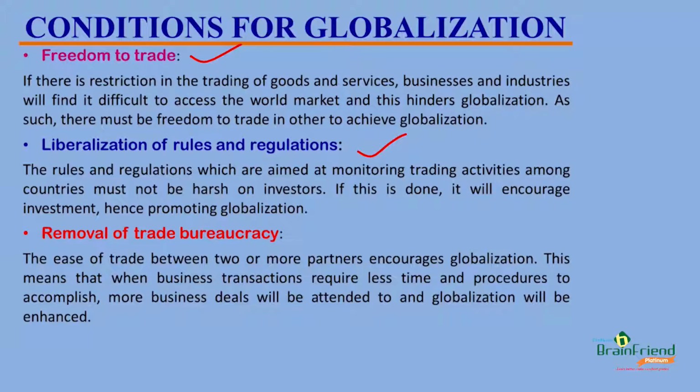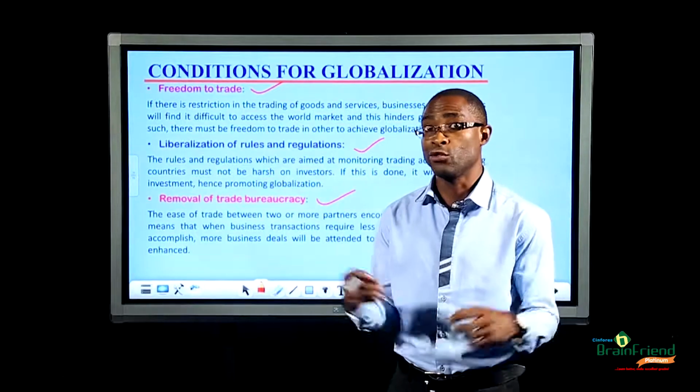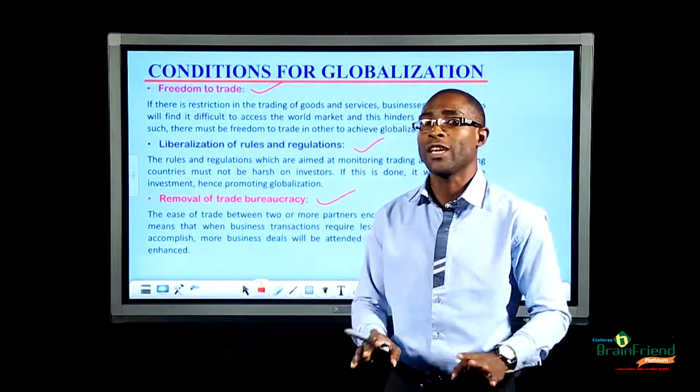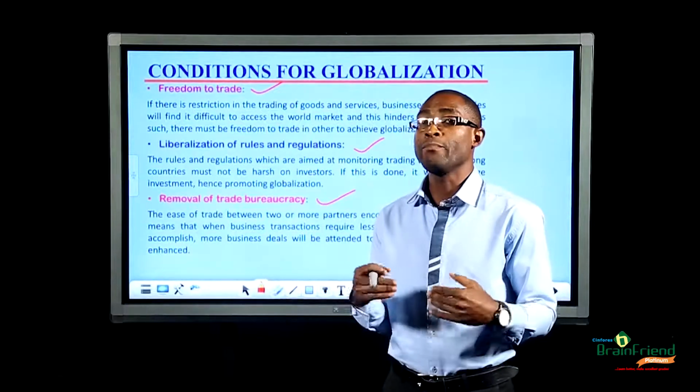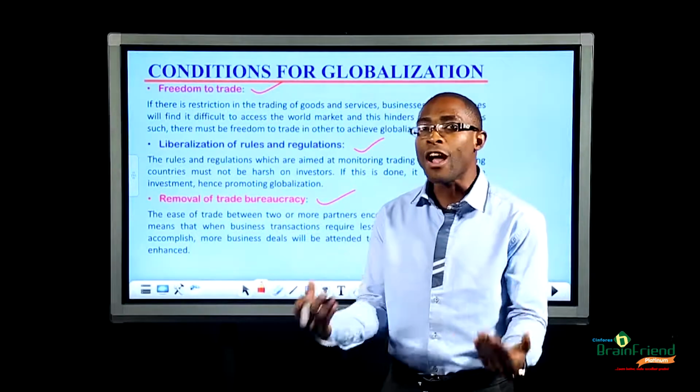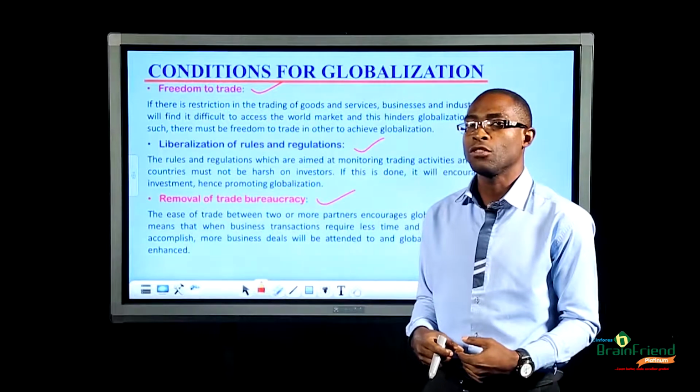And the last condition for globalization for this class is removal of trade bureaucracy. The more easy it is to trade, the more encouraging globalization becomes. So if we have a situation where trading becomes difficult, we are actually hindering globalization. But when we make trade easy, we are encouraging globalization.